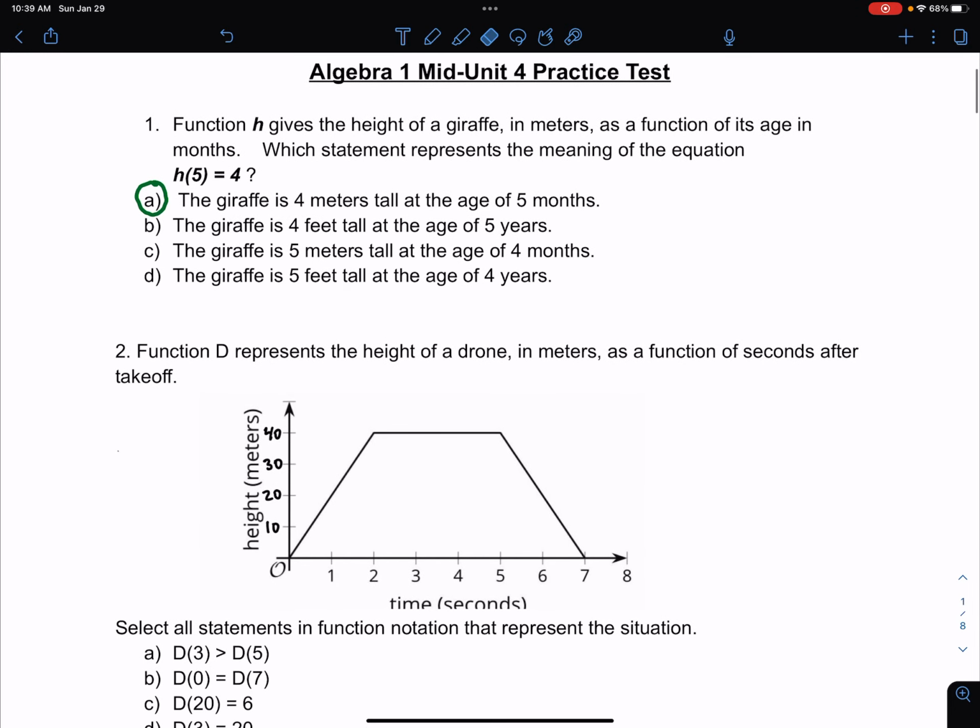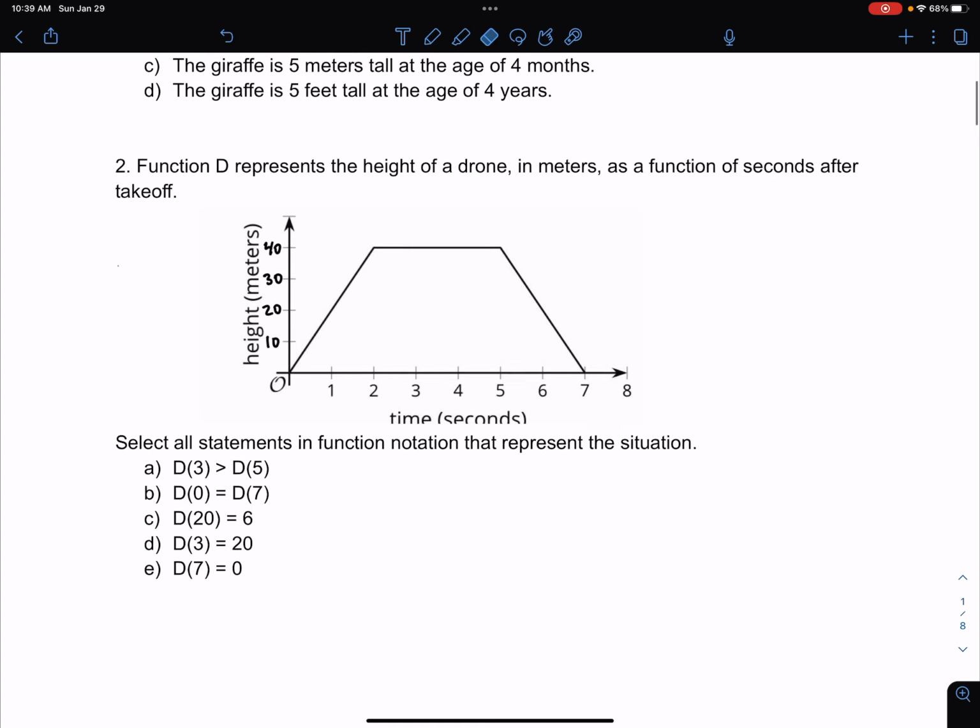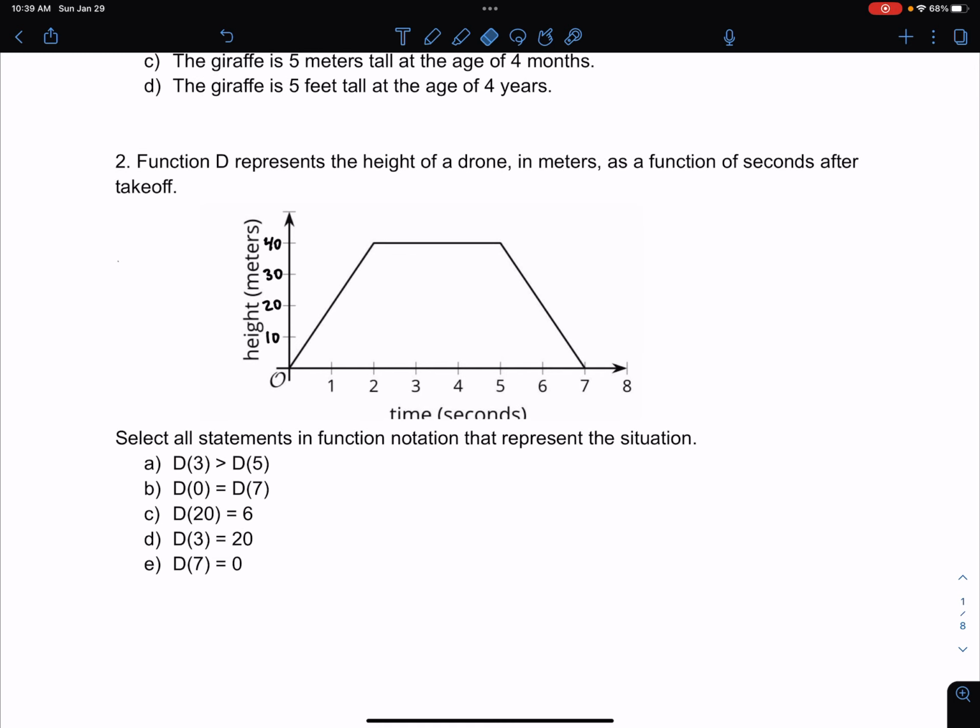Here we are in our function notation mid-unit 4 practice test, question 2. Function D represents the height of a drone in meters as a function of seconds after takeoff. With this one, I just want to make sure that we know that our inputs, all these numbers down here, 1, 2, 3, 4, are how much time has passed in seconds.